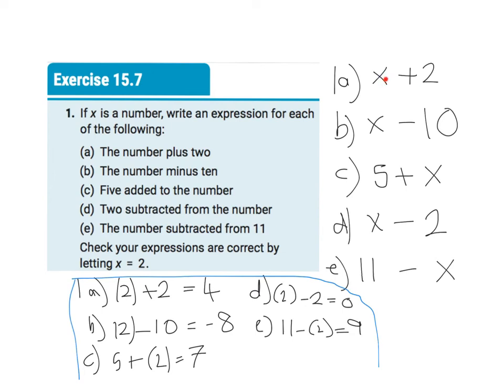So the first part, over here, the number is x. X plus 2. X minus 10. 5 plus x. 2 subtracted from the number. So it has to start with the x and you're taking 2 from it. And the number subtracted from 11, you have to start with 11 and you're taking x from it.